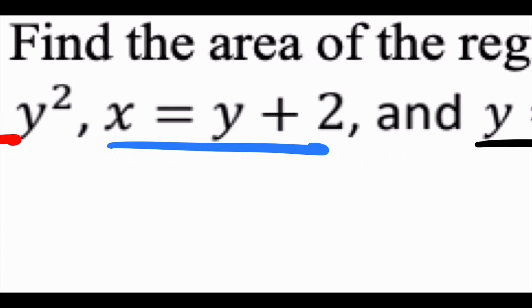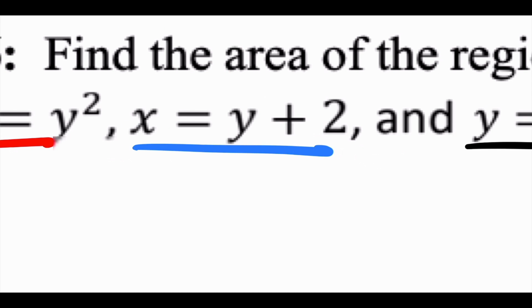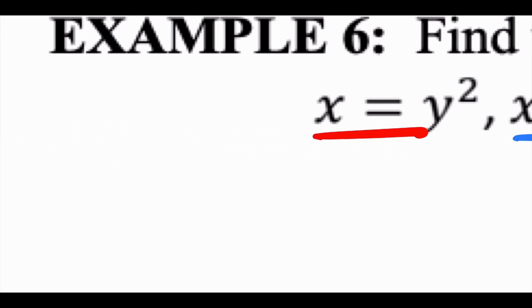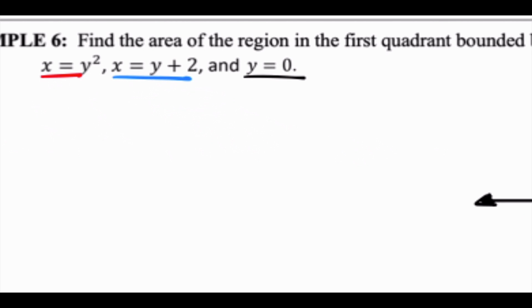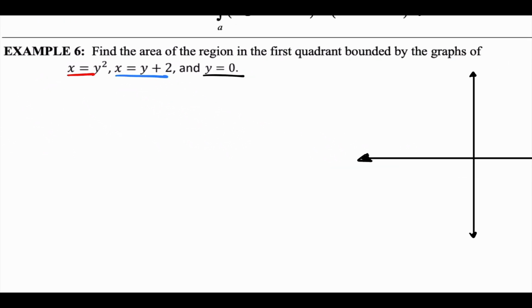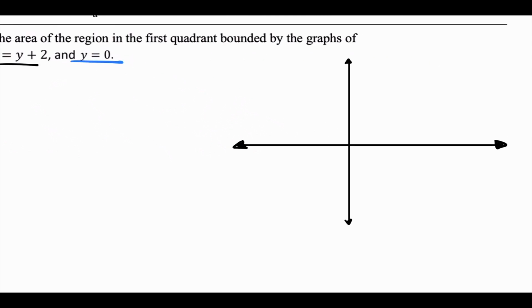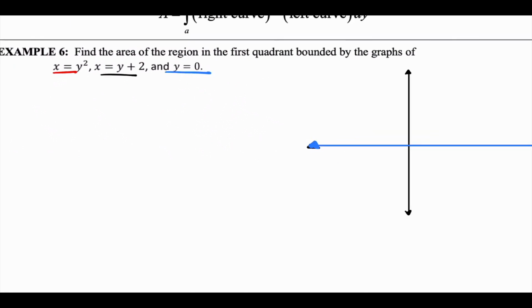So one's easy, y equals 0, that's just the x-axis. How do I graph the first one? How do I graph this guy here? If you don't know how to graph it, that's the only way to do it. Make an x and a y table. That's the only way I know how to graph it. If I don't know another method, set up an x and a y table.